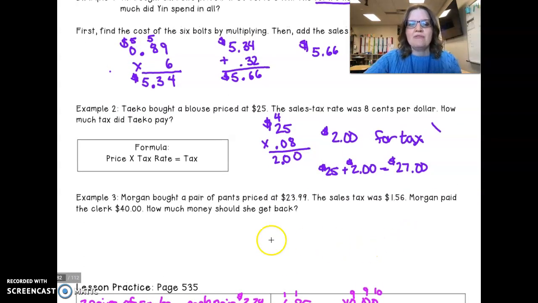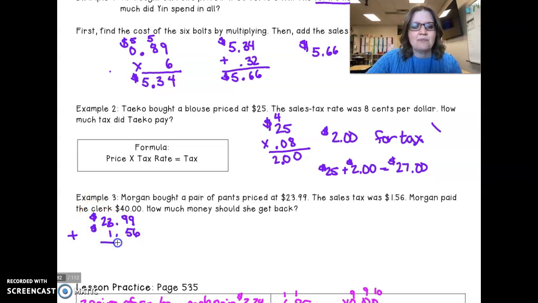Morgan bought a pair of pants priced at $23.99. The sales tax was $1.56. Morgan paid the sales clerk $40. How much money should she get back? So we have to do two things. First off, I'm taking $23.99 and I'm going to add the tax of $1.56.